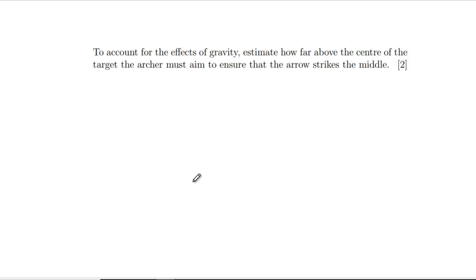To account for the effects of gravity, estimate how far above the center of the target the archer must aim to ensure the arrow strikes the middle. So in 1 second, the arrow, because it's going to drop vertically, drops. So it's going to drop 5 meters vertically.